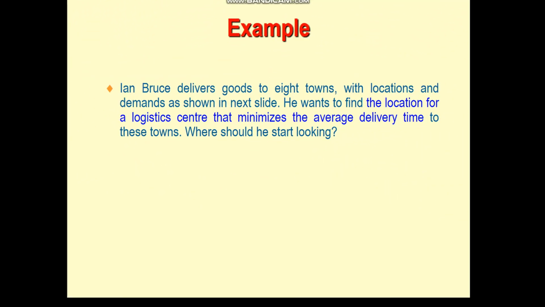Let's look at this example. We have this company, Iron Goods, that delivers goods to 8 towns. The location and the demands are shown in the next slide. He wants to find the location for a logistics center so that he can minimize the average delivery time to these towns. So where should he locate his logistics center?